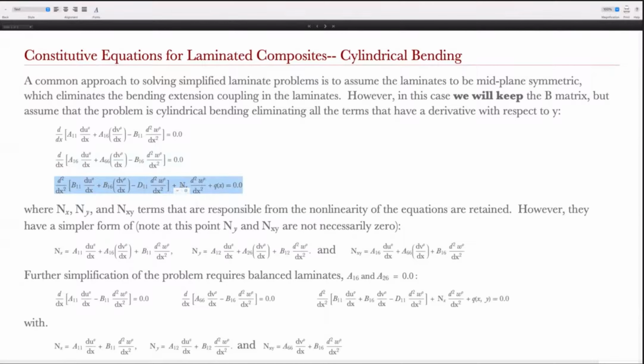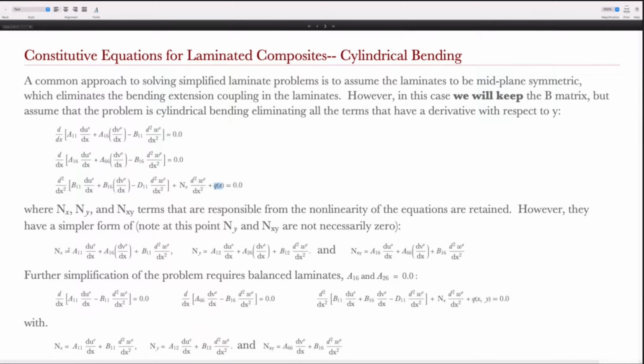Now, all the other terms disappeared, but my Nx is still multiplying this. My q is here, but I'm keeping the B matrix. It's just the coupling between the in-plane stretching and bending. So this is a novelty of this particular problem, that I'm going to actually keep that so that under the action of cylindrical bending, if the plate is also trying to extend or shrink along the length direction, it is allowed to do so.